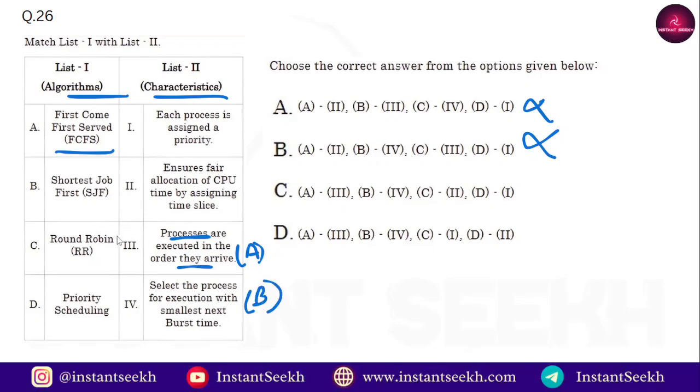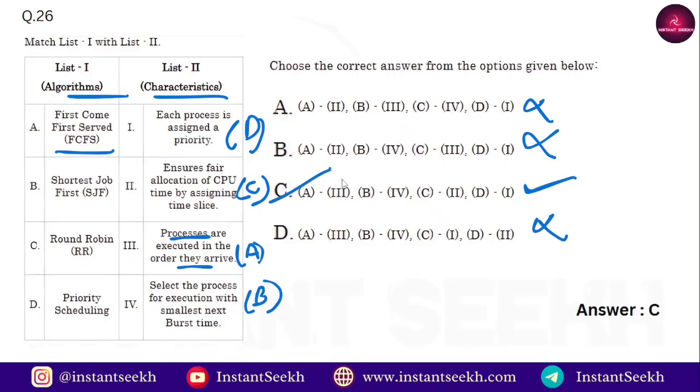Then Round Robin. This ensures a fair chance. Let's say there are 5 processes, each process will be given 5 seconds or 2 seconds, then the next process's turn will come. So C goes for second, and last, Priority Scheduling, where each process is assigned a priority. A goes for third, B goes for fourth, C goes for second, and D goes for first. So this is your right answer, option C.